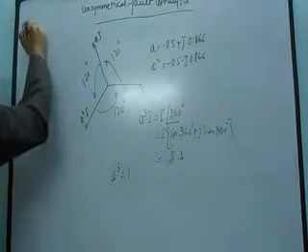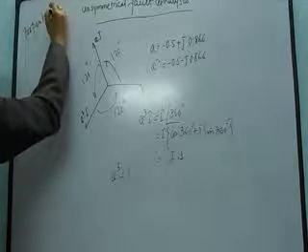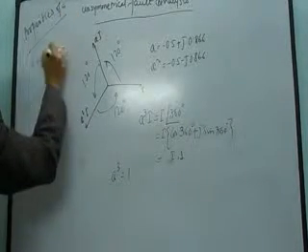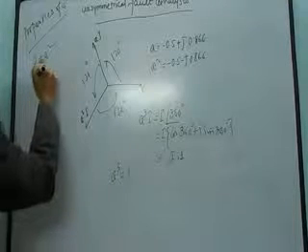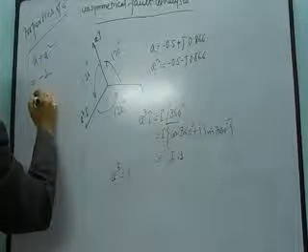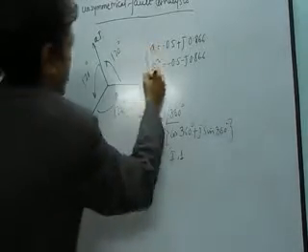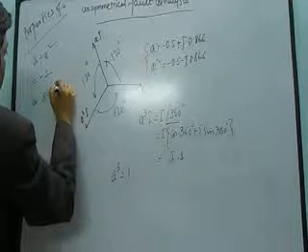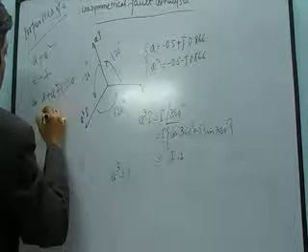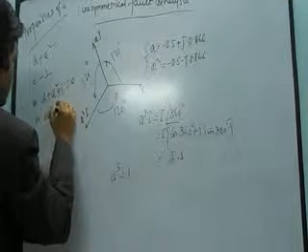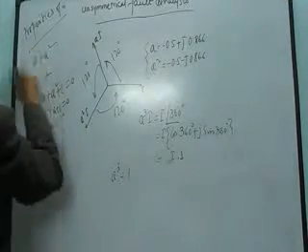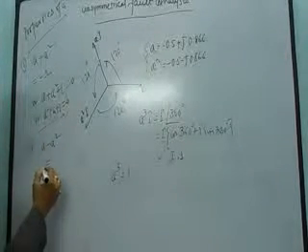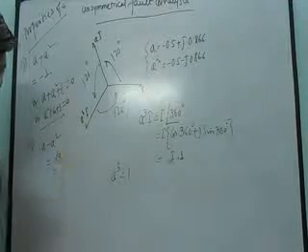Now properties of A. A plus A square is equal to minus 1. From these two, A plus A square plus 1 is equal to 0. That is, A square plus A plus 1 equal to 0. This is property number 1. Property number 2, A minus A square is equal to root 3 j.